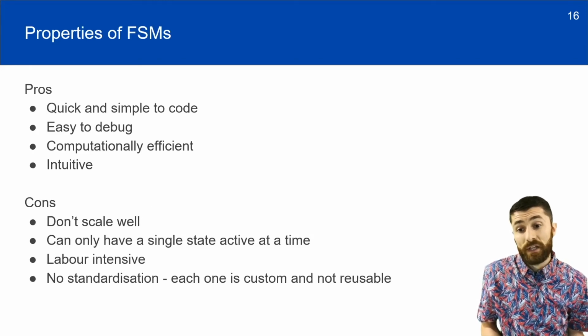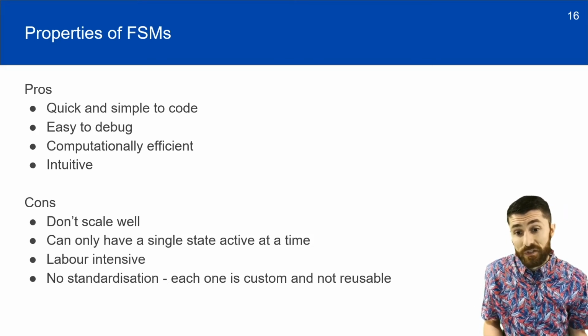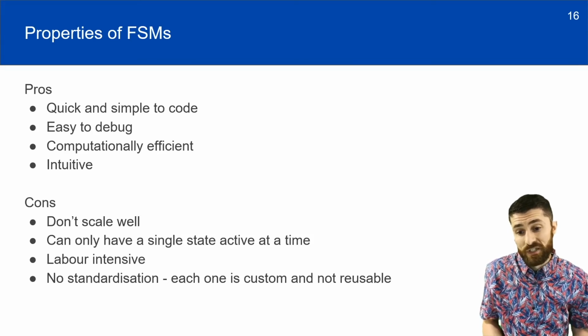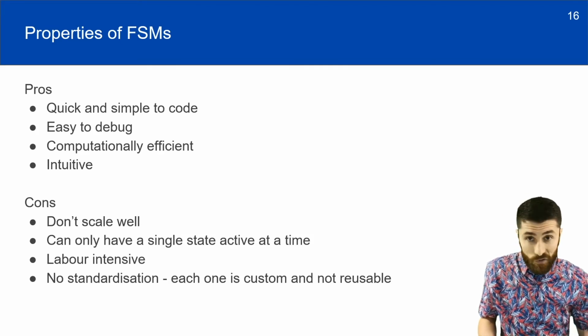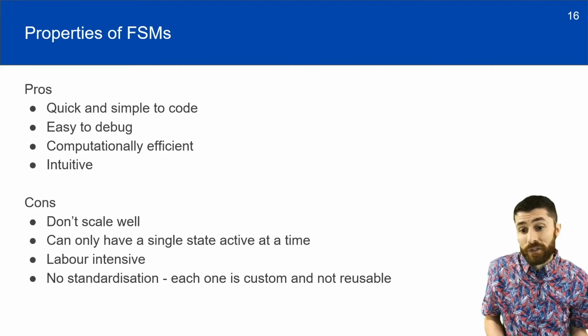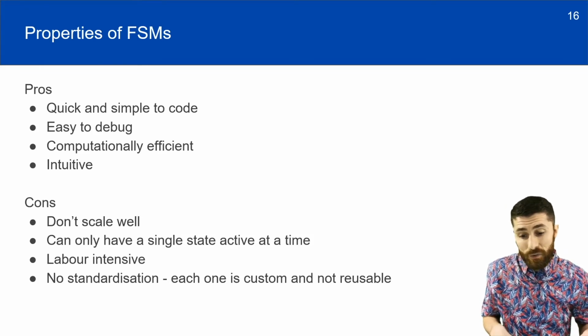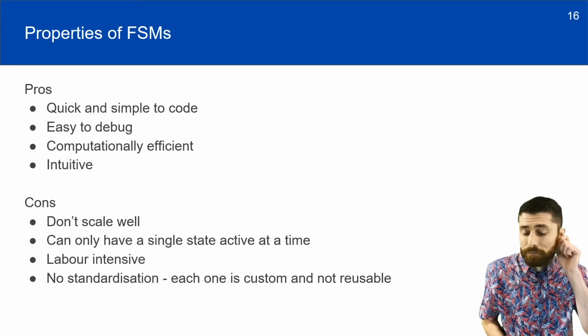Some properties of finite state machines: they're quick and simple to code, as we've seen. They're a bunch of if statements or switch case statements. They're easy to debug for the same reasons. It's very easy to step through code when that's just plain if statements or switch case statements. They're computationally efficient, again because they're just if statements, and they're quite intuitive. It's quite easy to see where you are and which state you are in at that moment in time, and it's quite easy to work with. So they're really good for that kind of thing.